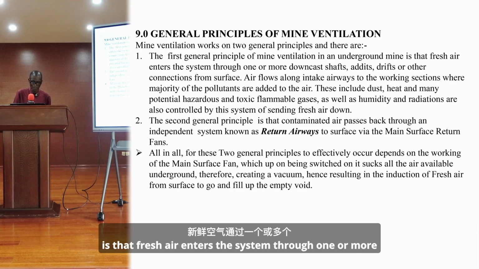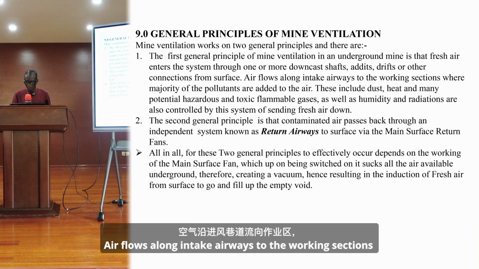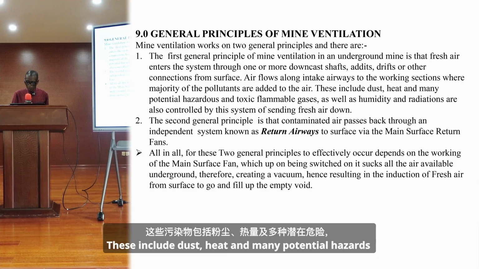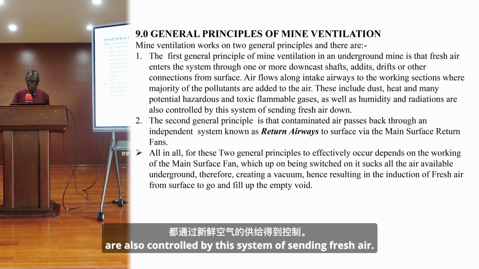The first general principle of mine ventilation in an underground mine is that fresh air enters the system through one or more downcast shaft heads, drifts, or other connections from surface. Air flows along intake airways to the working sections where a majority of the pollutants are added to the air. These include dust, heat, and many potential hazards and toxic flammable gases, as well as humidity and radiations, which are also controlled by this system of sending fresh air.